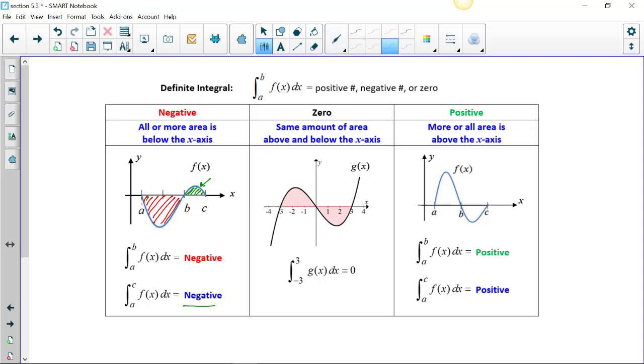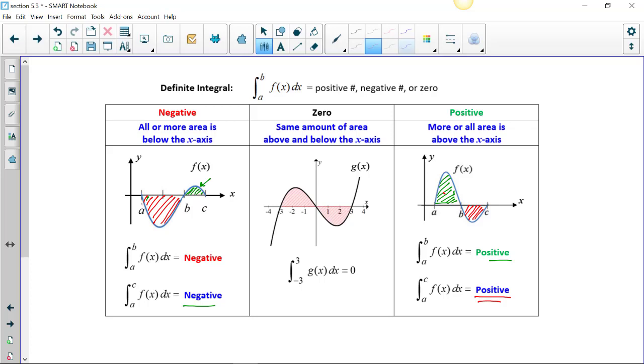If the definite integral comes out to be positive, then more or all of the area is above the x-axis. For example, the interval from a to b here is positive. The entire area is above, so we get a positive value for that definite integral. And if I look at a to c, then part is above, part is below, but more is above. So when I take the top positive and add a negative to it, it's still going to be positive because the area above is larger.